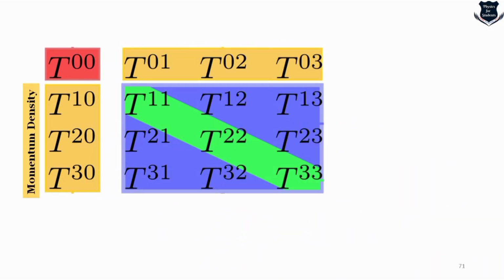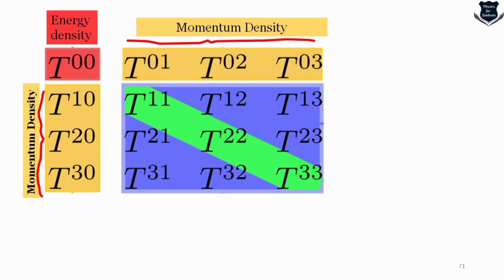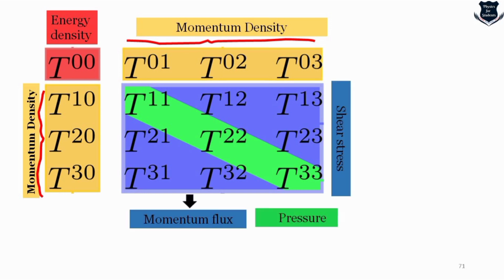Here you will see this part comprises the momentum density. This one also comprises the momentum density. This is the energy density. This one is the shear stress. This one is the pressure. And this one is the momentum flux. Now you will see that E equals mc squared.